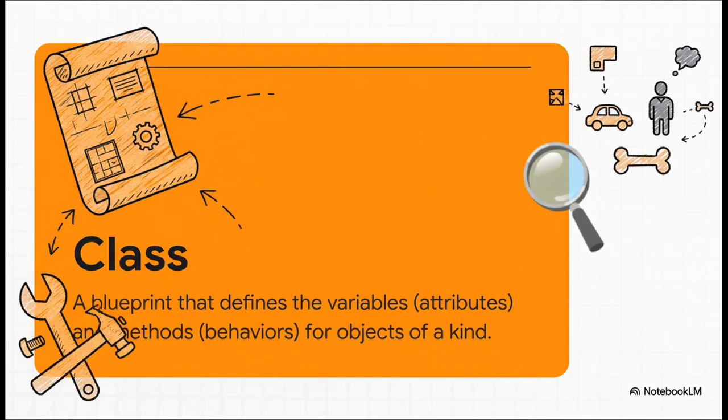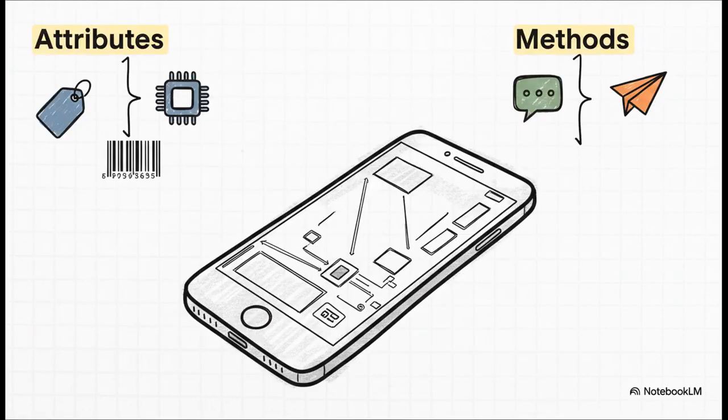Okay, so let's break down the official definition. A class is basically a blueprint that defines two key things. First, you've got attributes. That's just a fancy word for the stuff an object has, its properties. And second, you have methods. Those are the actions, the things an object can do. So if we take our phone blueprint, the attributes, the things it has, that'd be stuff like its brand name, how much RAM it has, or that unique IMEI number. And then the methods, the things it can do, well, that's going to be actions like calling or texting. The class basically says, hey, any phone we build from this plan has to have these parts and be able to do these things.